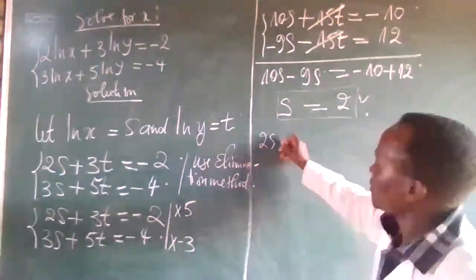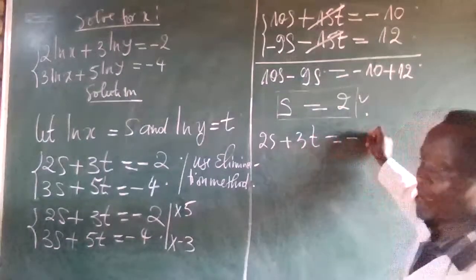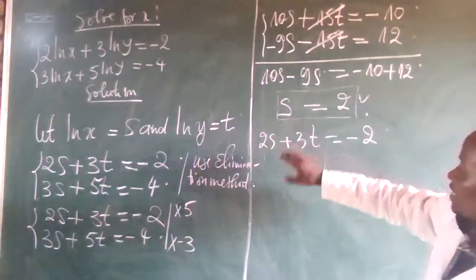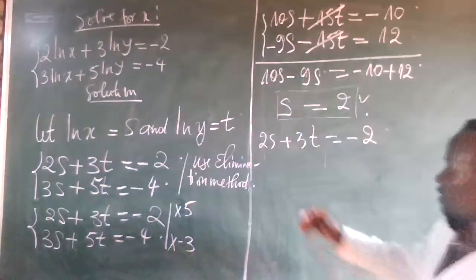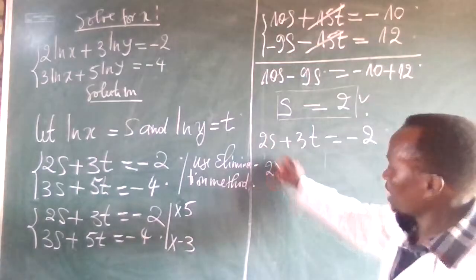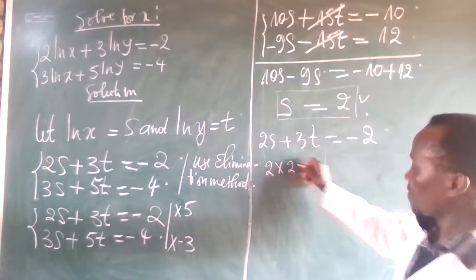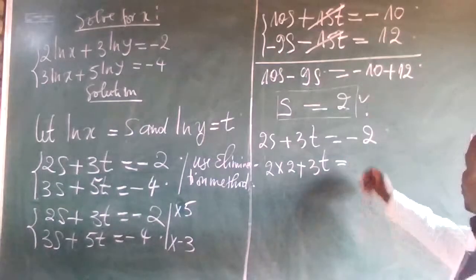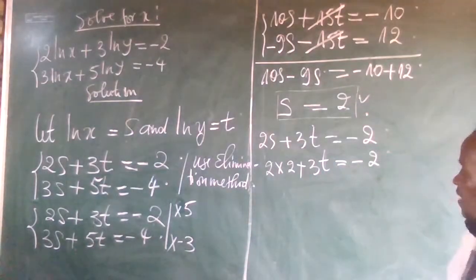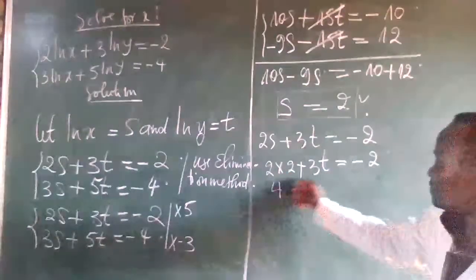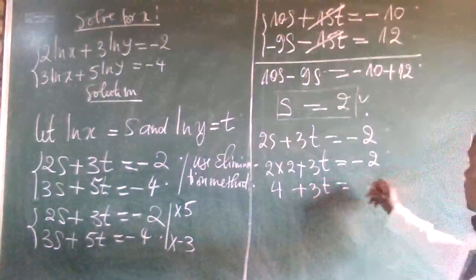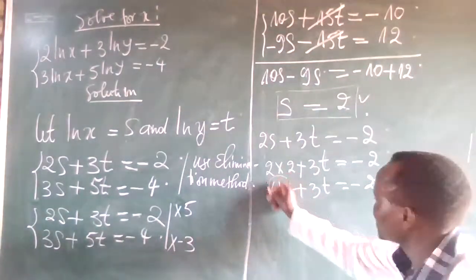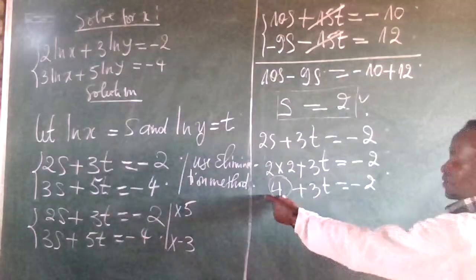It is 2s plus 3t, which is equal to minus 2. Now here we are going to substitute this value of s in our equation. We remain with 2 times 2 plus 3t, which is equal to minus 2. Now here we have 4 plus 3t is equal to minus 2. Then we remain with this 4 coming from the first member to the second member.